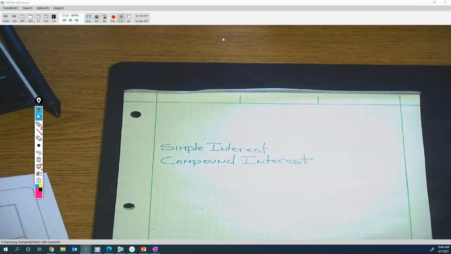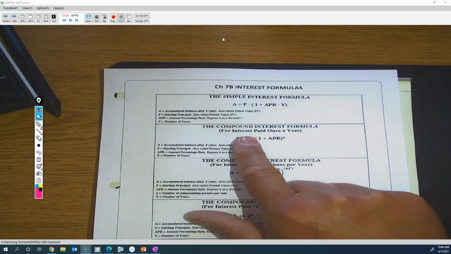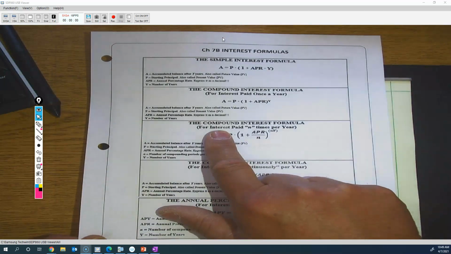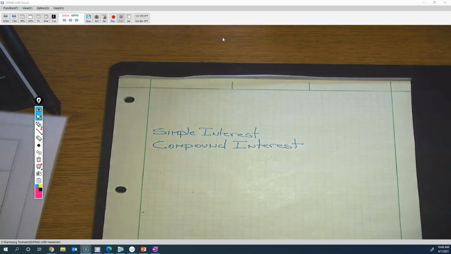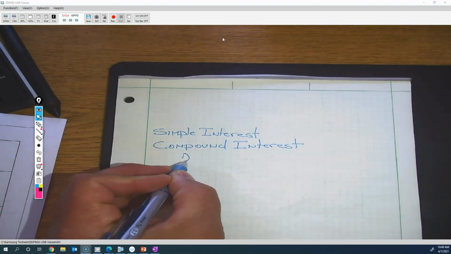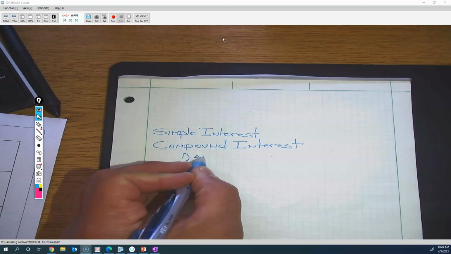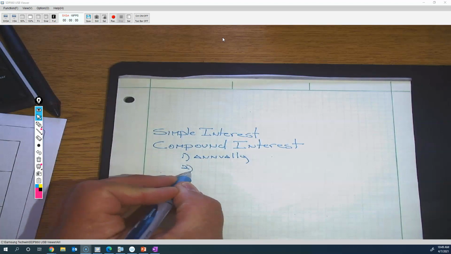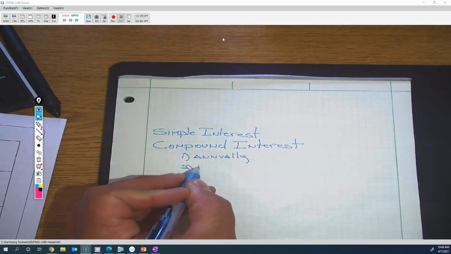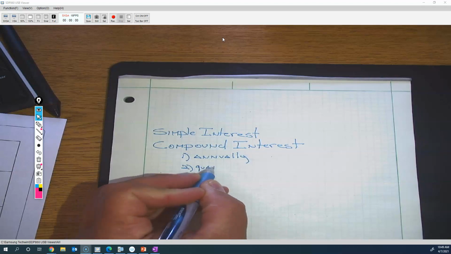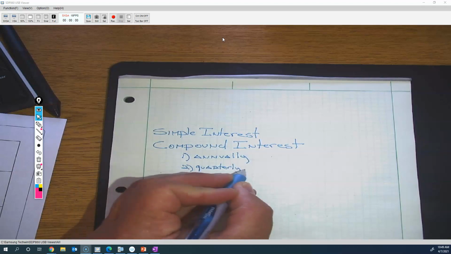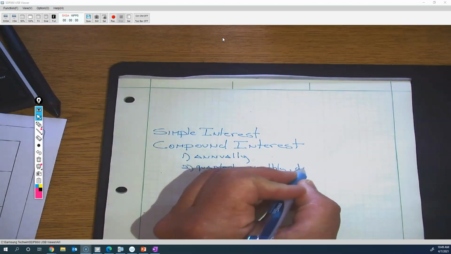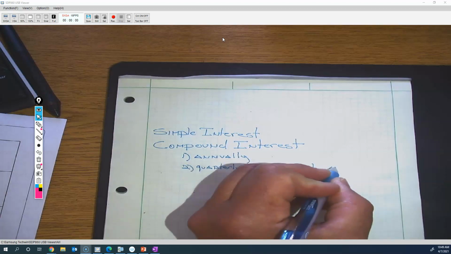All right, and when we're doing compound interest, we've got interest that's compounded once a year, and then you've got interest that's compounded more than once a year. Okay, so here we've got interest that's compounded annually. You've got to know how to do that. And then you've got to know how to compound interest monthly or quarterly, monthly, daily, and continuously.